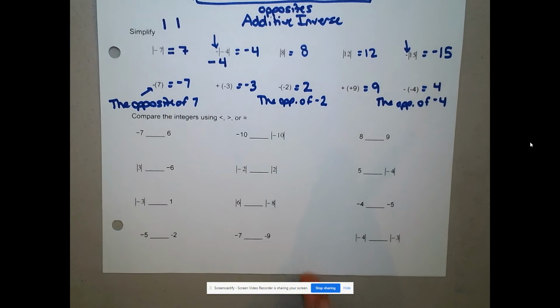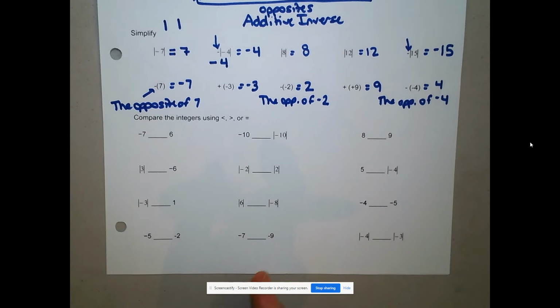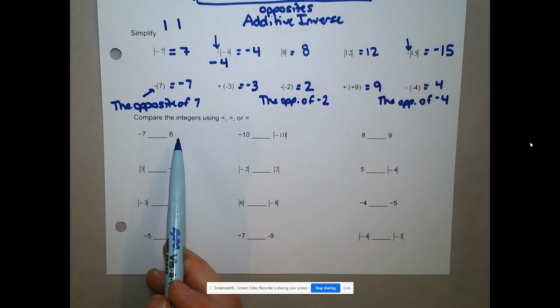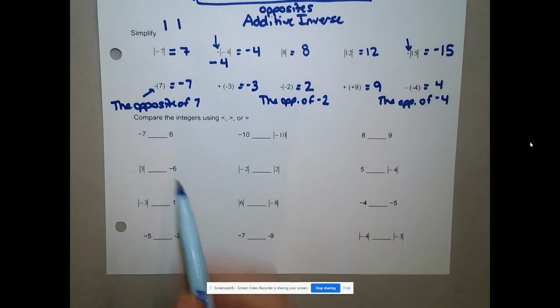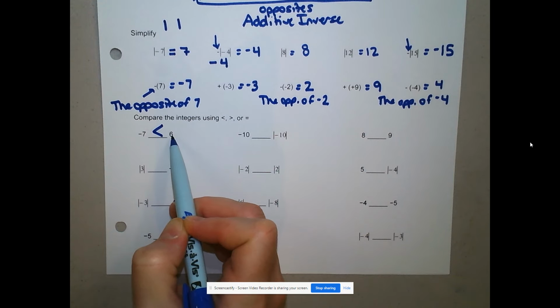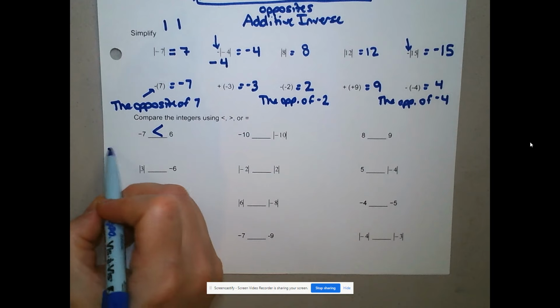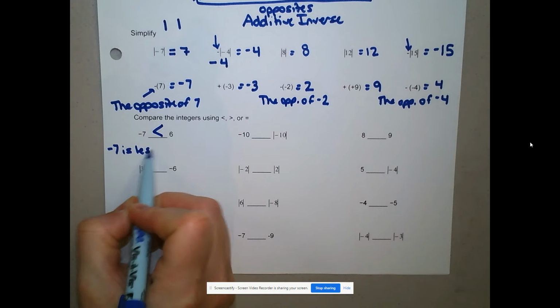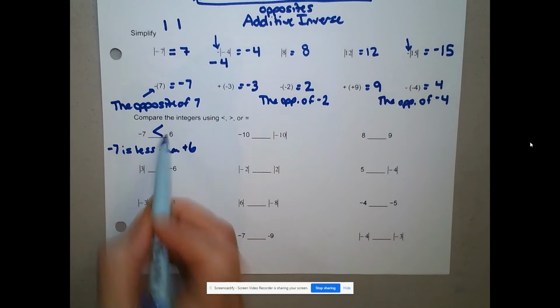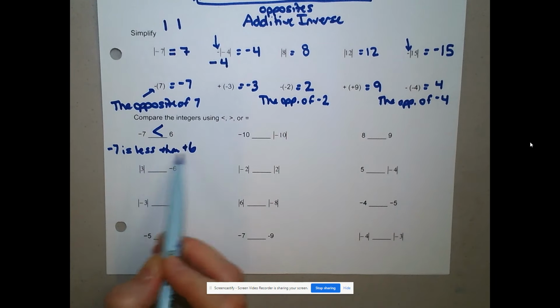So now that we know all the basics, we can compare some numbers. We can always look back at the number line if we need to. We know that negative numbers are to the left of 0, and they are smaller than positive numbers, which are to the right of 0. So if you have one negative and one positive, the positive number is always going to be greater. Notice the big open section here, the open part of the symbol next to the 6, and we would read this as -7 is less than +6. We always read it from left to right. -7 is less than 6.